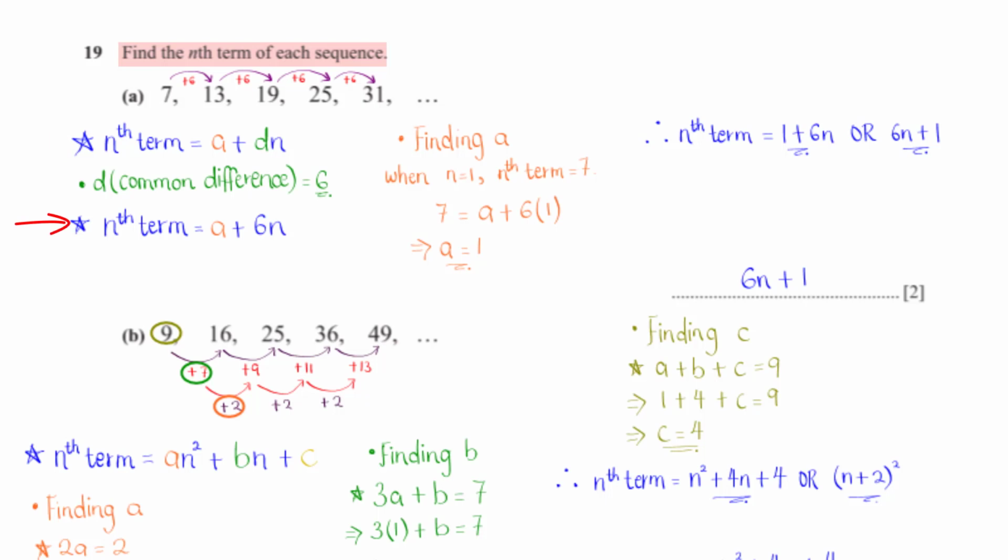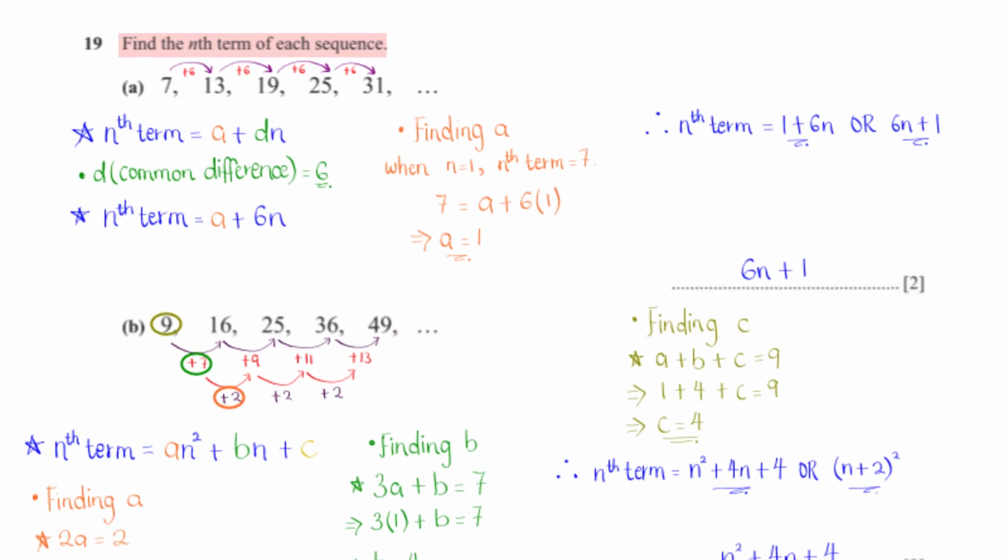So now we need to find the value of a. And we can do that by substituting one of the terms of the sequence. So if we want to use the first term, we can say that when n is equal to 1, the nth term is equal to 7. And so we have 7 is equal to a plus 6 times 1. And we have a is equal to 7 minus 6, giving us a equals 1. Therefore, our nth term is equal to 1 plus 6n.